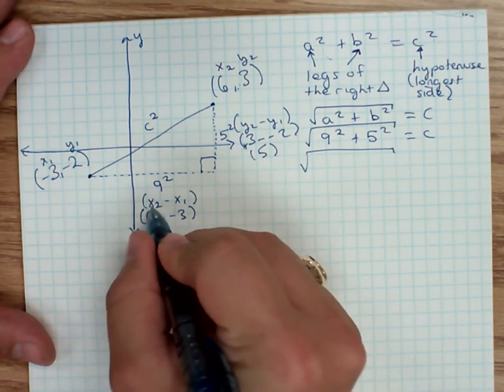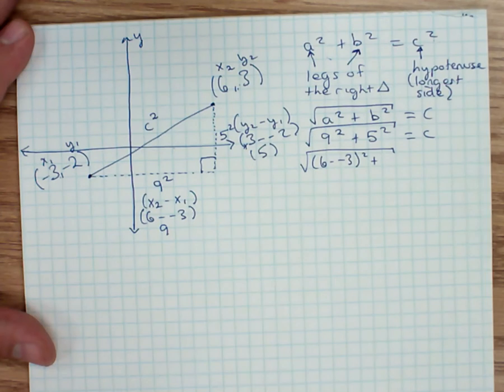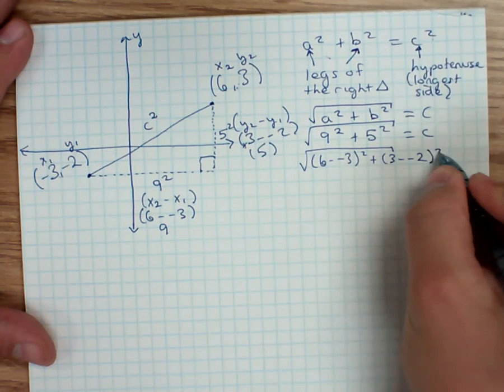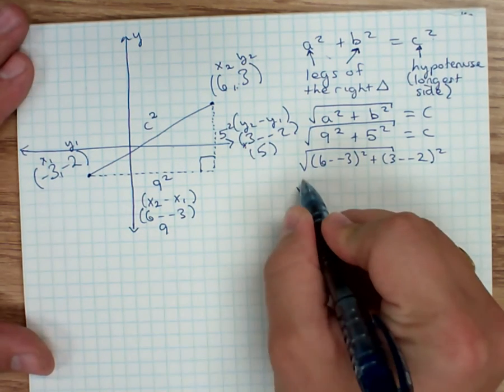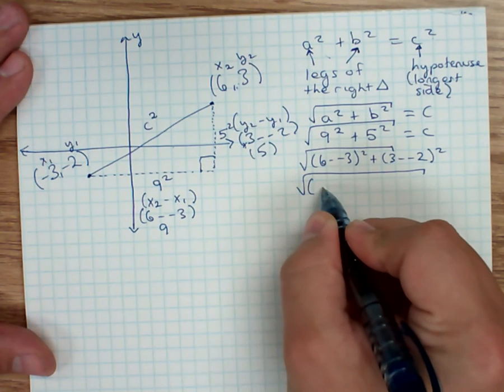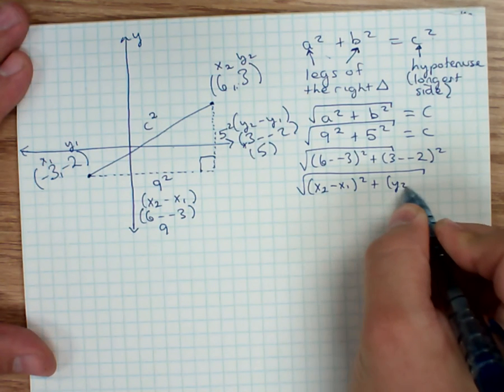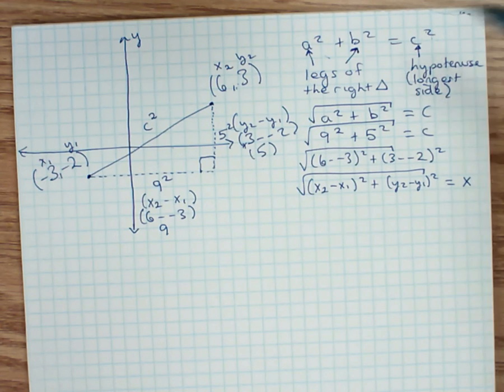So when we subtracted the x coordinates, 6 minus negative 3, that's 9. And when we subtract the y coordinates, 3 minus negative 2, that's 5. Which is where we get this from. So we have x2 minus x1 squared plus y2 minus y1 squared. And that's the distance formula. It comes directly from Pythagorean theorem. But obviously you might not have a graph, and so you may have to use the formula.